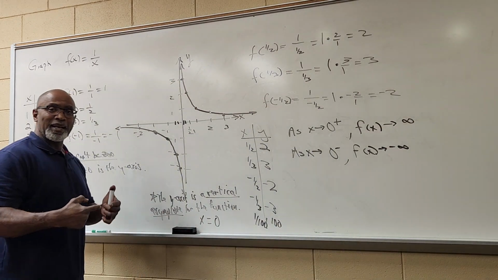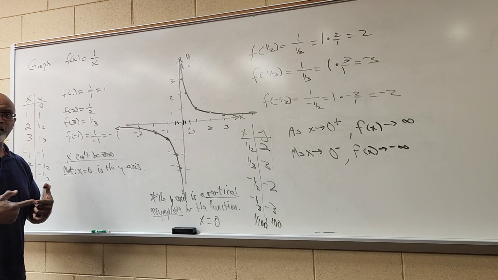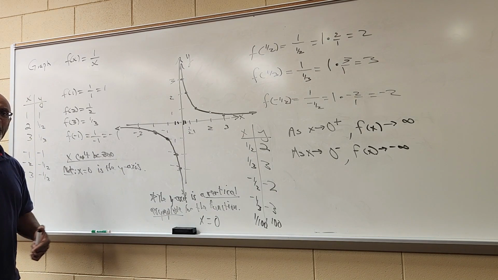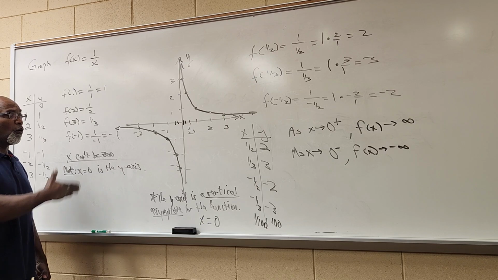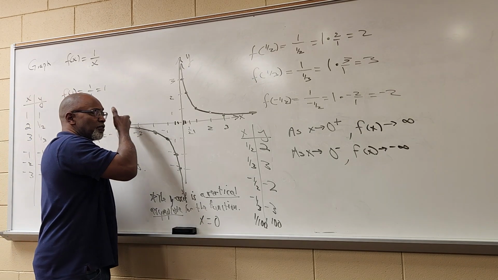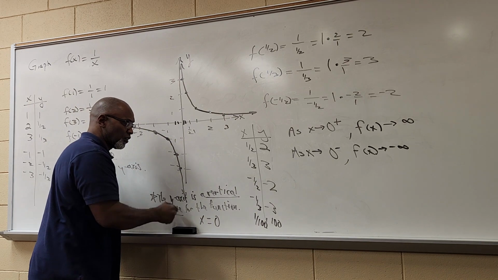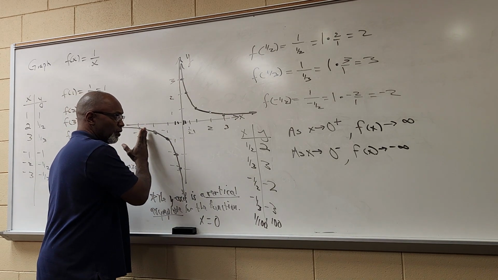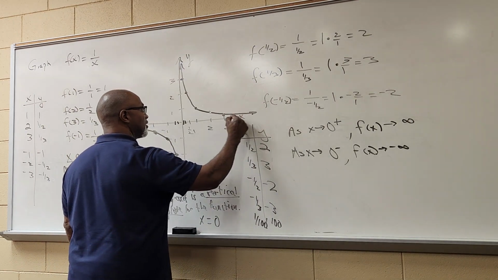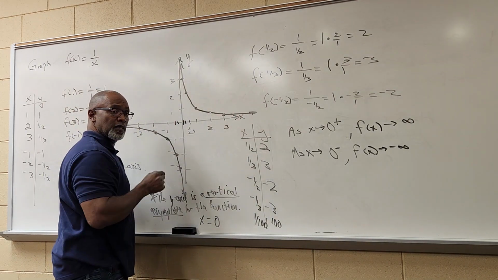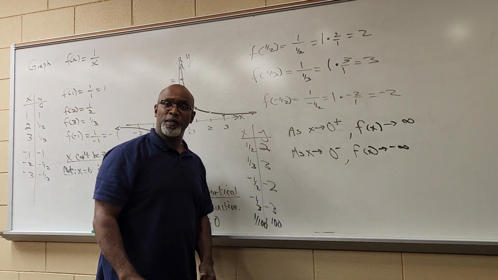So I want to be able to analyze the behavior of the function as I come to that asymptote from either side, from the positive side, from numbers that are bigger than x equals 0, or from the negative side, from numbers that are smaller than 0. What is the function doing? As I come to 0 from the negative side, my function goes to negative infinity. As I come to 0 from the positive side, my function goes to positive infinity. That's what that means, and that's what we want to be able to analyze.